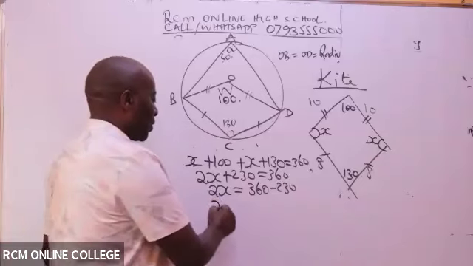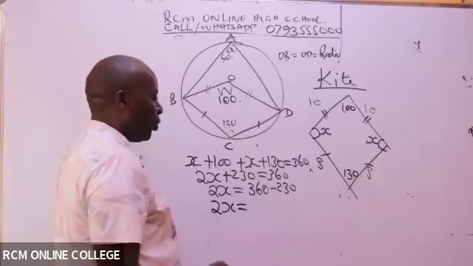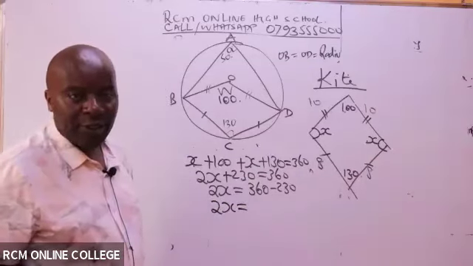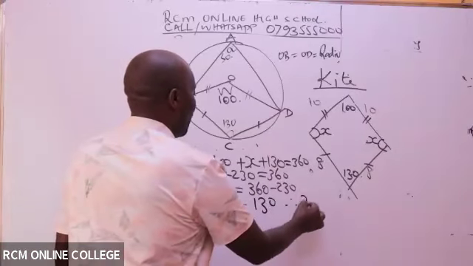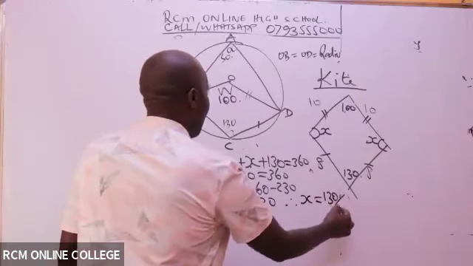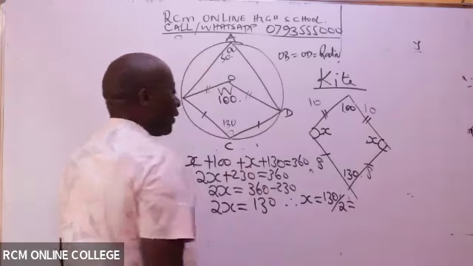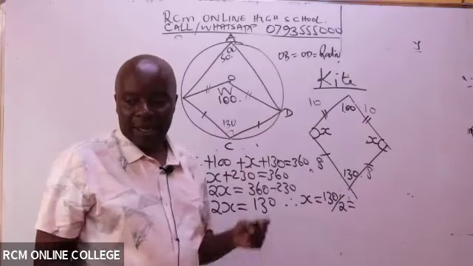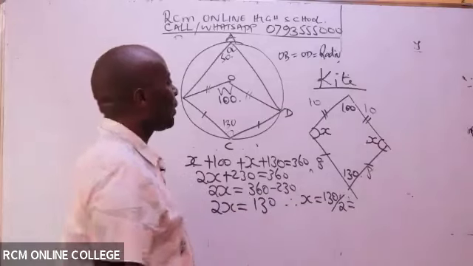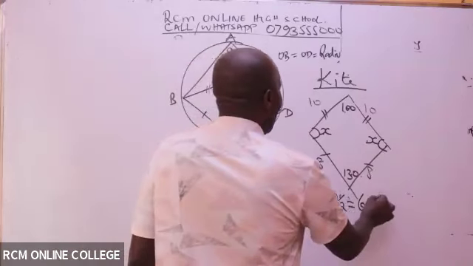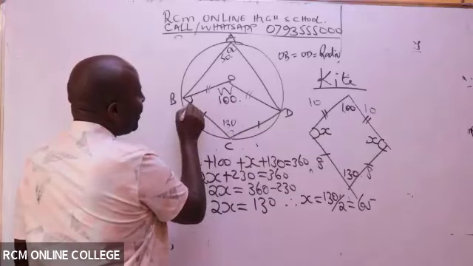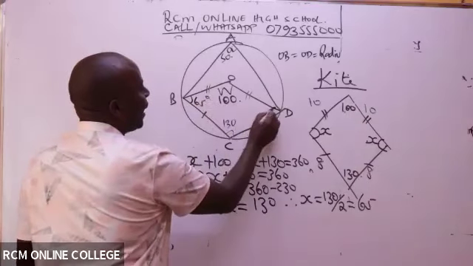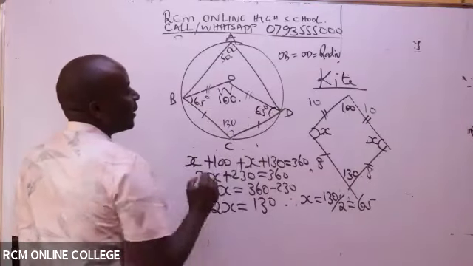So then 2x will be equal to 130. Therefore, x will be 130 over 2, which will give me 65. So it means that in this kite, this is 65 degrees and this is 65 degrees.